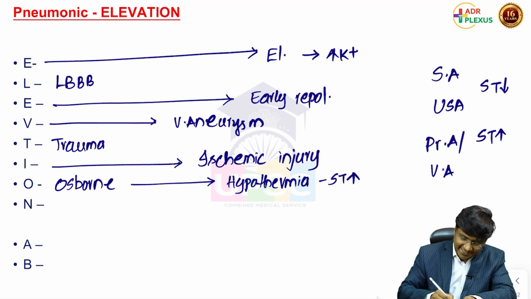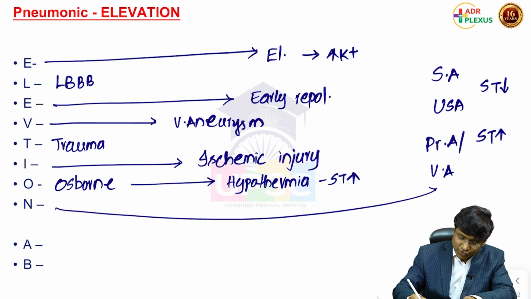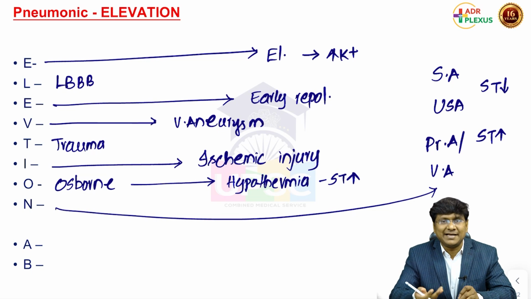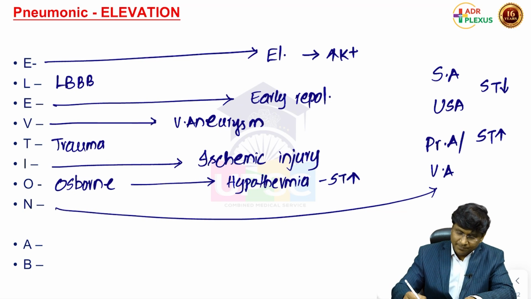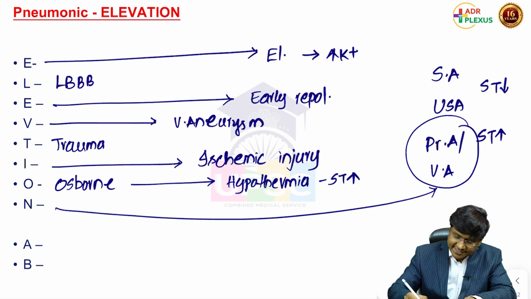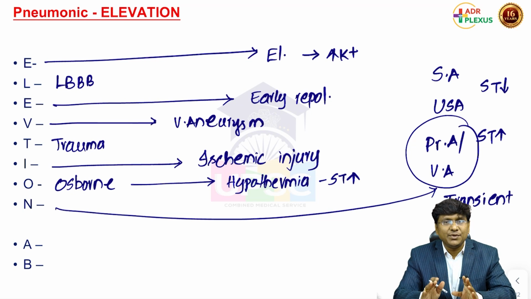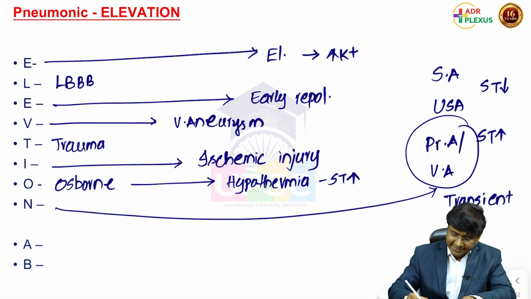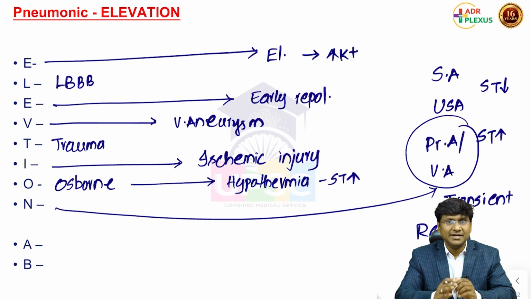And the word N stands for non-occlusive vasospasm, which is nothing but your Prinzmetal angina or variant angina. So in Prinzmetal angina or variant angina, these individuals will have transient coronary vasospasm. Only during the time of coronary vasospasm, you will have ST segment elevation. Then the coronary artery which most commonly undergoes transient coronary vasospasm is the right coronary artery, right?